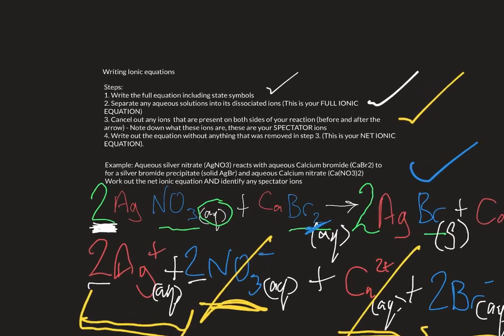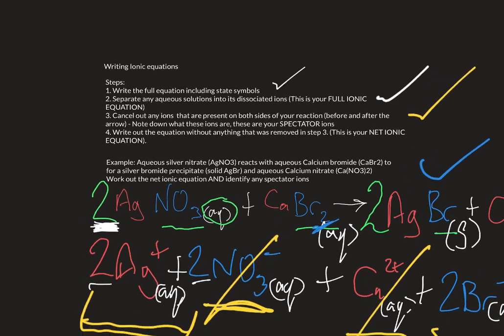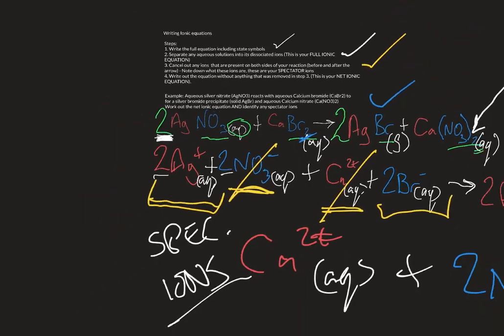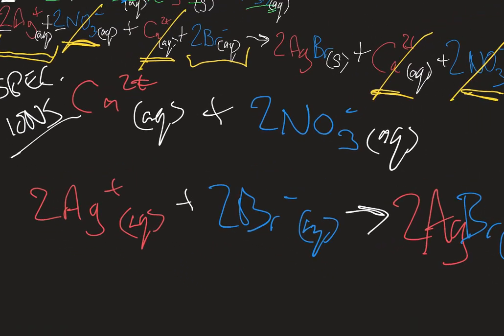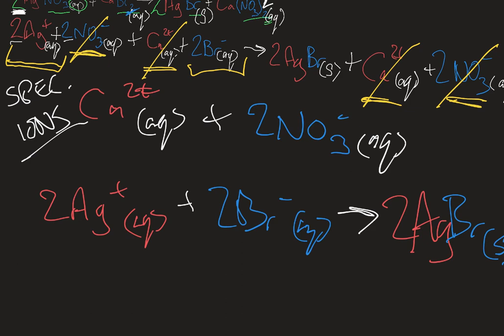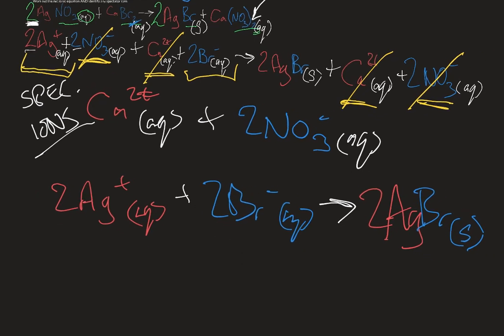Okay, so again, just come back into the steps so you can see them there. All the working out that we went through on the way to finish off with this equation, which is 2 Ag+ plus 2 Br- forms 2 AgBr solid.